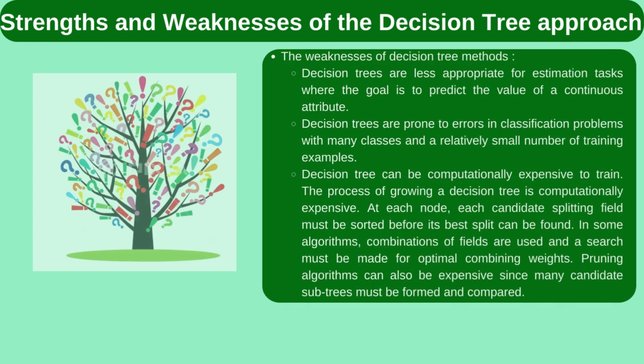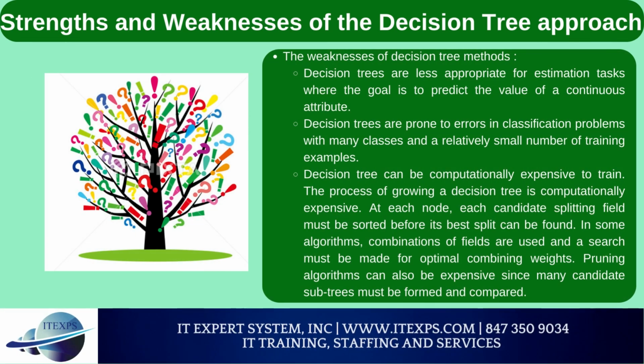The weaknesses of decision tree methods. Decision trees are less appropriate for estimation tasks where the goal is to predict the value of a continuous attribute. Decision trees are prone to errors in classification problems with many classes and a relatively small number of training examples. Decision trees can be computationally expensive to train. The process of growing a decision tree is computationally expensive.